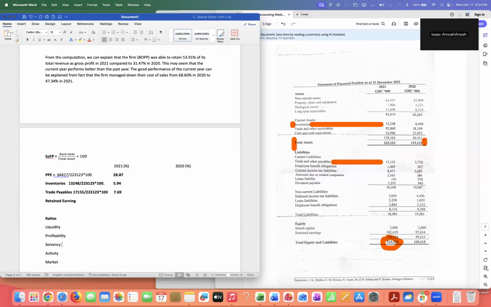Okay, so liquidity ratio measures the firm's ability to pay short-term obligation, right? If you want to measure liquidity, or if you want to talk about liquidity ratios, we're saying that it measures the firm's ability to pay short-term obligation, right? What are we talking about?